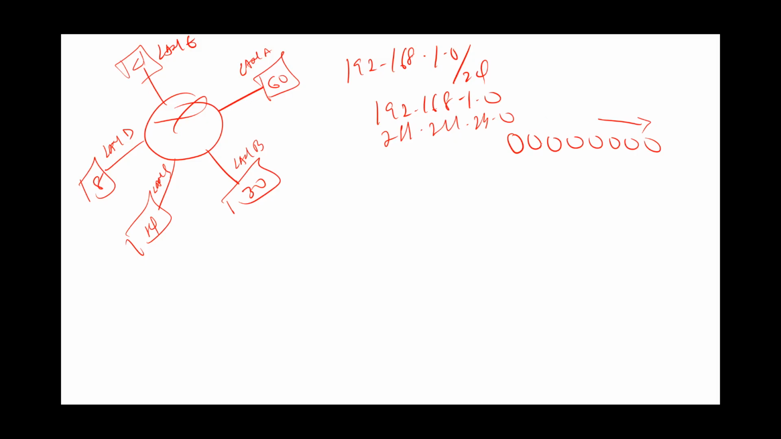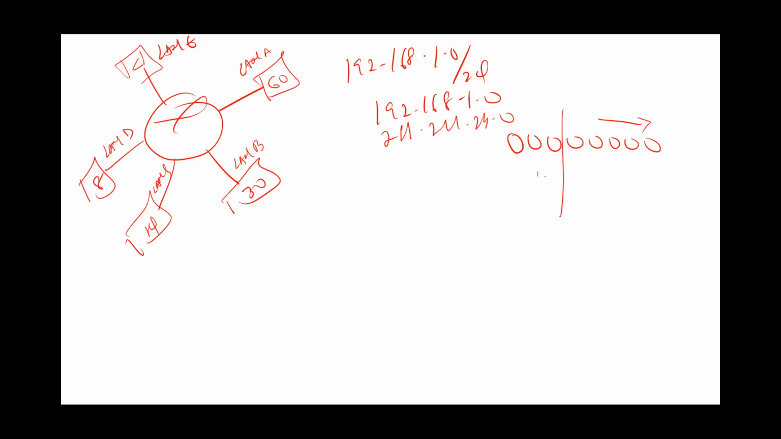What if I borrow 2 bits? That will create 4 subnets. What is left on the right? 5, right? No, 6, sorry. 2 raised to power 6 will give me 64. It's more than what I'm looking for. I'm looking for 60. What if I borrow 3 bits?